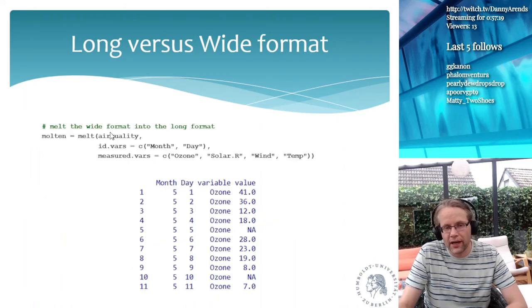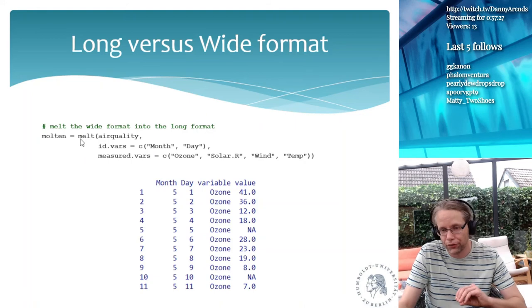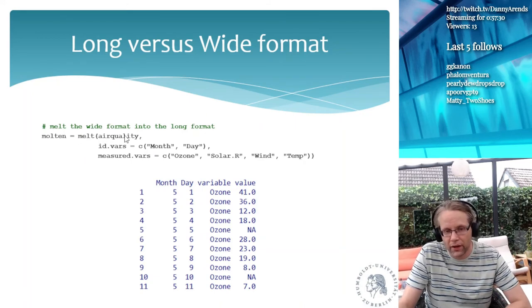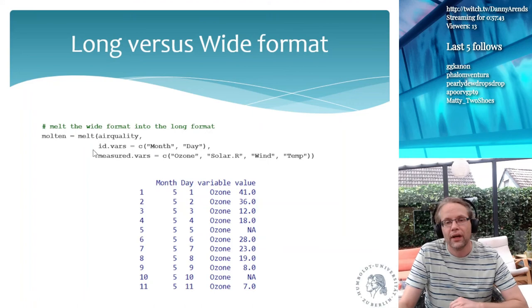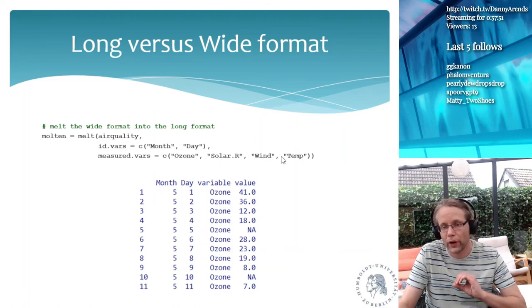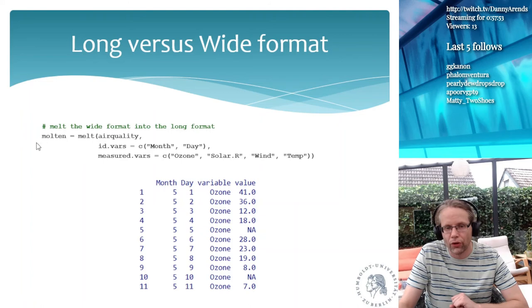So if we want to take our air quality data set and melt it from the wide format into the long format, how do we do that? Well, we have to say melt for the function melt, give it the air quality data set. Then we have to say that the ID variables, so the id.vars, are the month and the day, right? Because it needs to know that these two columns are not measurements, but identification. And then we have to specify which variables were measured. So in our case, we have four measured variables: ozone, solar radiation, the wind, and the temperature. When we do this call, I store it in a new variable called molten.